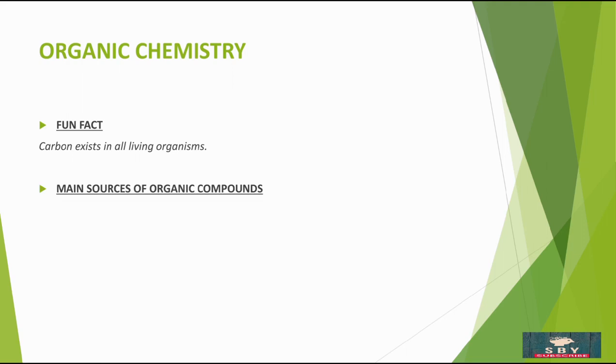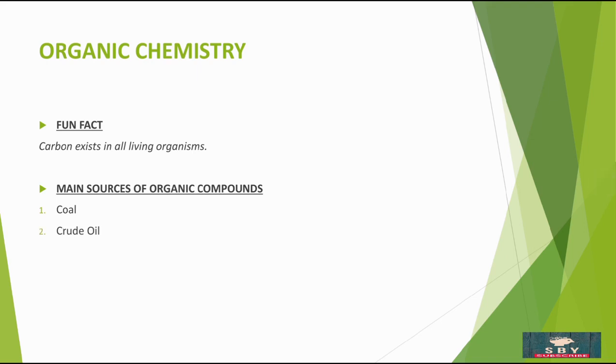So what are the main sources of organic compounds? We have coal. Coal was a source of fuel used in trains, but as a result of technology and progress, coal is not used in modern trains or used as a source of fuel. The disadvantage of using coal is that coal generates a lot of smoke, which pollutes the environment.